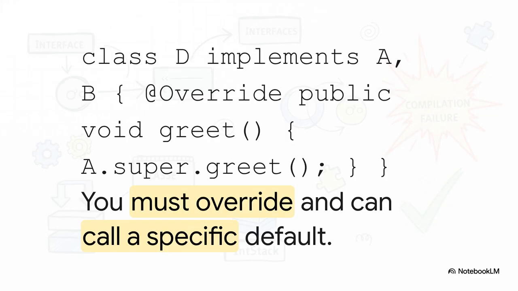But what happens when the first two rules don't apply? Here, our class D implements two totally unrelated interfaces, A and B, and they both have a greet method. Now, Java doesn't guess. It gives you a compiler error and forces you to resolve the ambiguity yourself. You must override the method. And notice this special syntax, A.super.greet. This is how you can explicitly choose to call the default implementation from one of your parent interfaces if you want to.